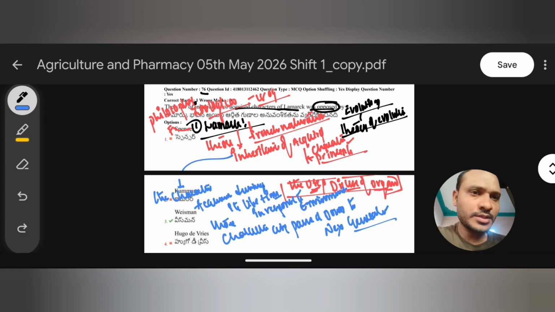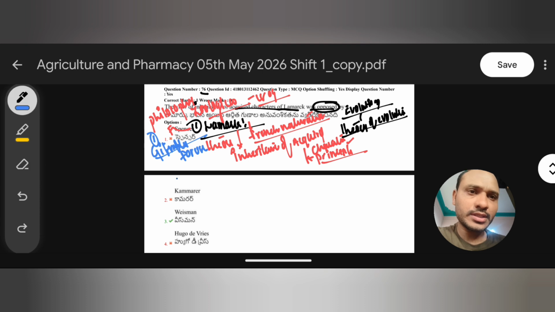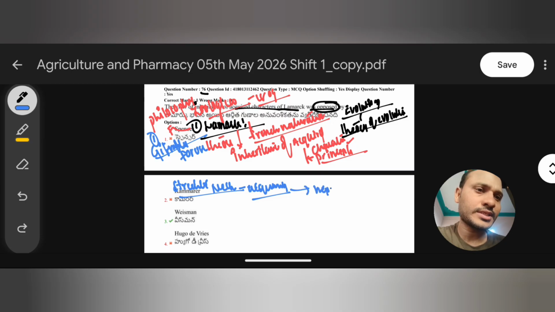And for that he took two examples. For example, he took the giraffe to illustrate use and disuse of organs. How? Generally a giraffe stretches its neck to get food from tall trees, and this stretched neck is a character acquired during its lifetime, and these characters are passed on to the next generation of giraffes.